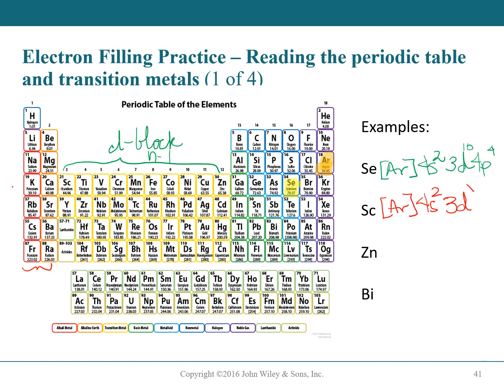Let's practice with zinc. Where's zinc? So zinc is the same thing. So argon, then 4s2. Zinc's in my D block. 1, 2, 3, 4, 5, 6, 7, 8, 9, 10. So it's in the 10th column of my D block. So it's, I forgot my 3. Hold on, 3d10.